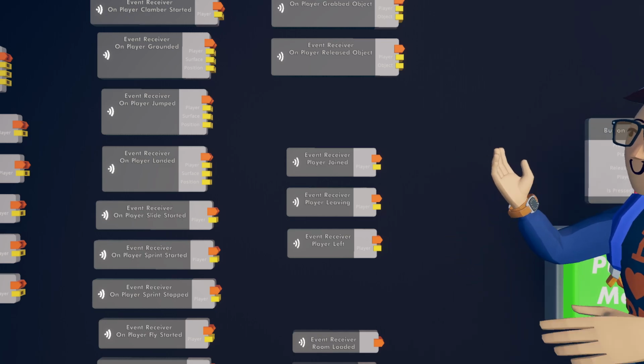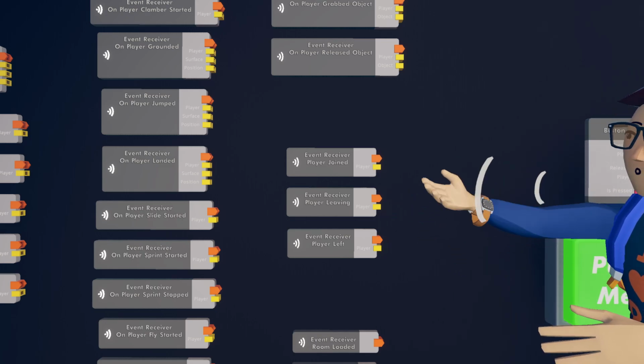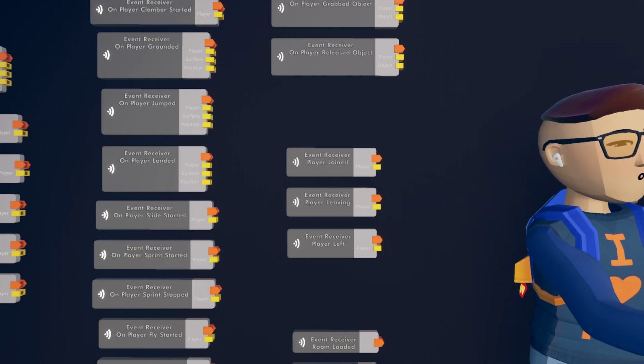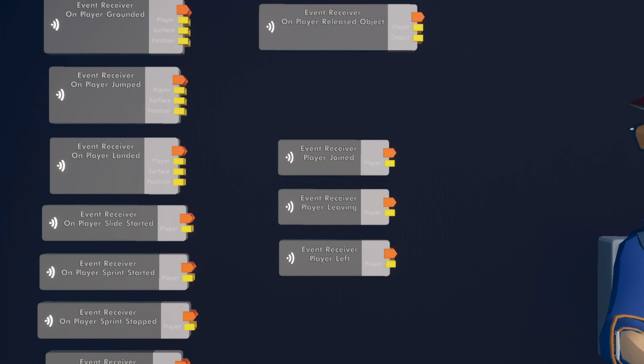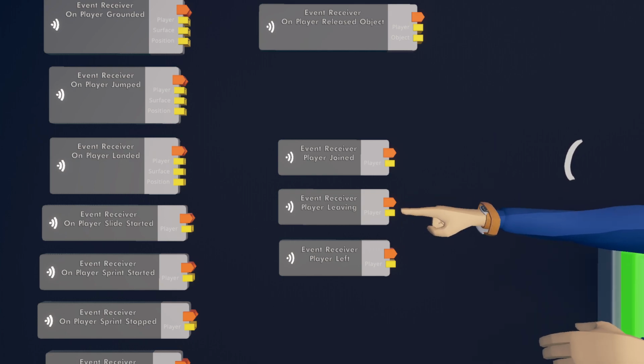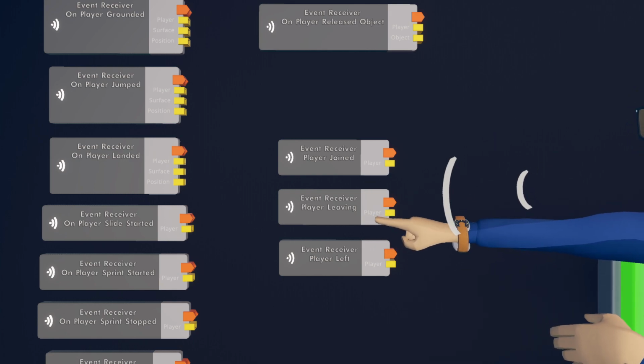Yeah, so don't worry about that just yet. Next, we have player leaving. This event will run the very last moment before your client will actually disconnect the player from the room. So when this runs, you'll see there's a player output port.